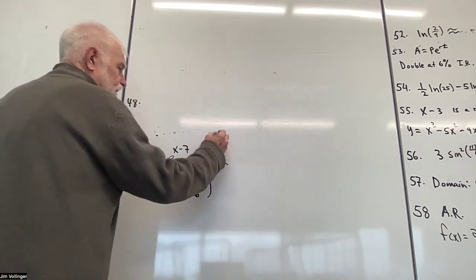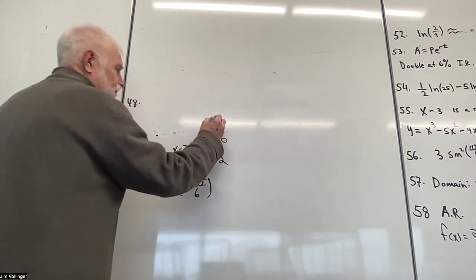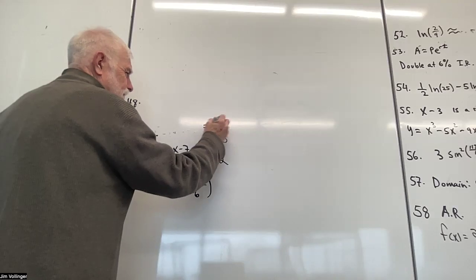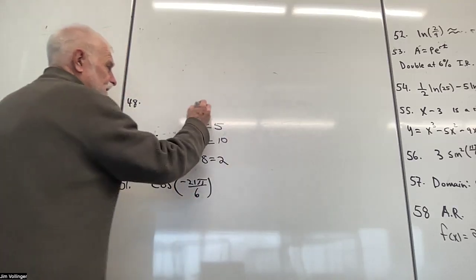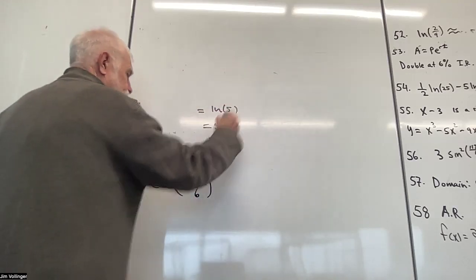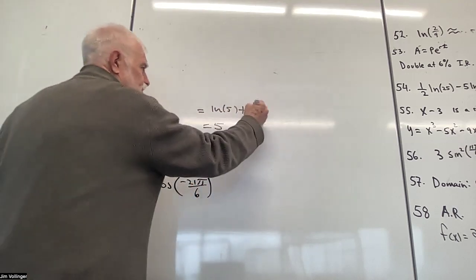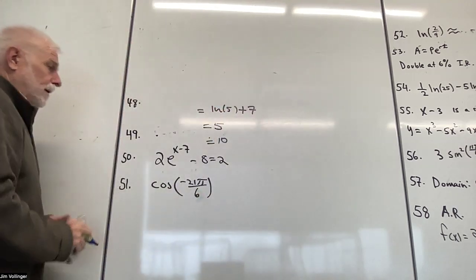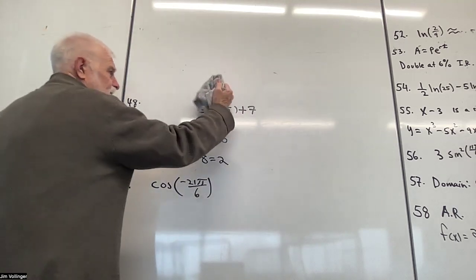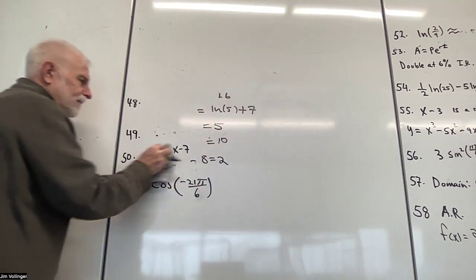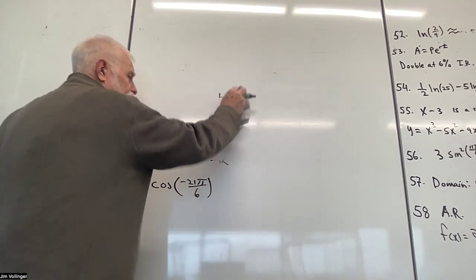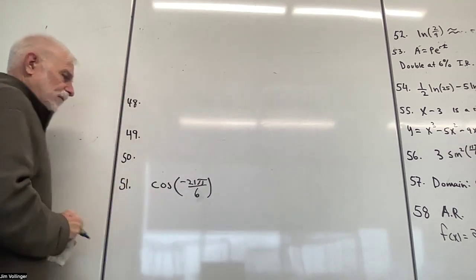So I'm adding 8 to this side. I'm dividing by 2. I'm doing the inverse of e, which is ln. And I'm adding 7, and I'll just do that there. There's your answer. And ln of 5 is approximately 1.6. I'll keep saying that because I don't know if people are looking at their memorization sheets enough.